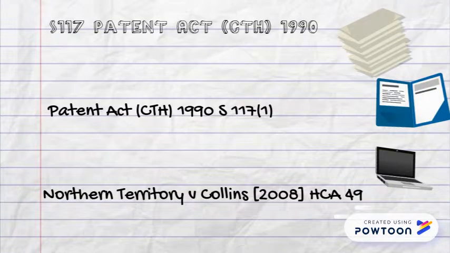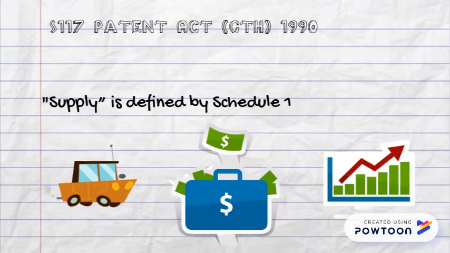Section 117, subsection 1 of the Patents Act defines contributory infringement as: if the use of a product by a person would infringe a patent, the supply of that product by one person to another is an infringement of the patent by the supplier, unless the supplier is the patentee or the licensee. Supply is defined by Schedule 1 as including supply by way of sale, exchange, lease, hire, or hire purchase, and offers to supply. This means that Ben from the earlier example may be guilty of an indirect infringement by supply of products under this provision.